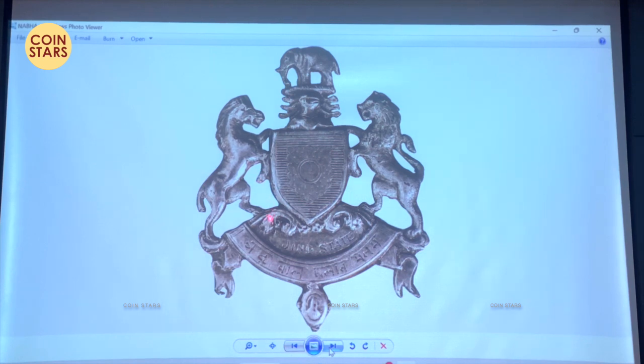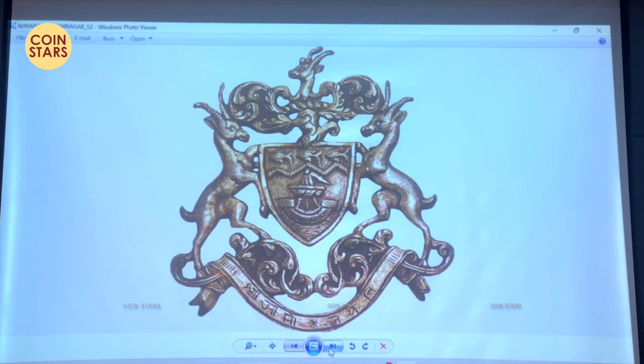This is Jind state. Elephant on top, lion and a horse. Next. This again is Jamnagar. Shri Jamo Jayati. Next.